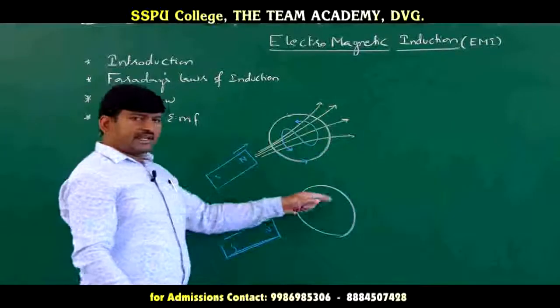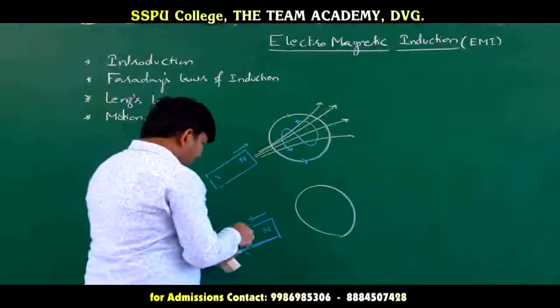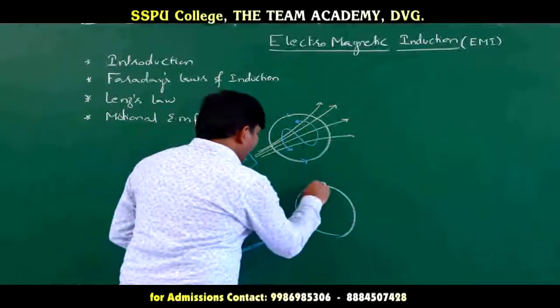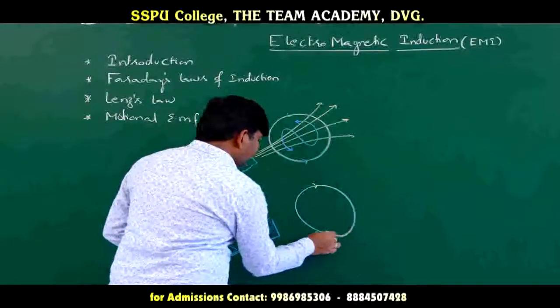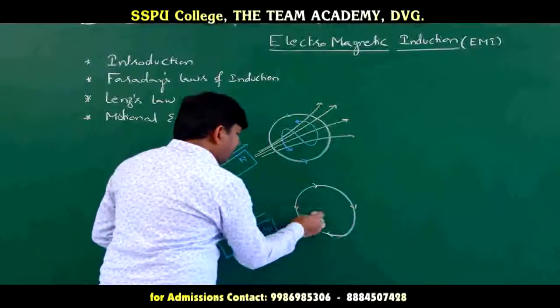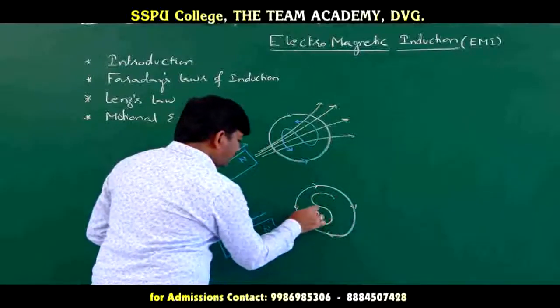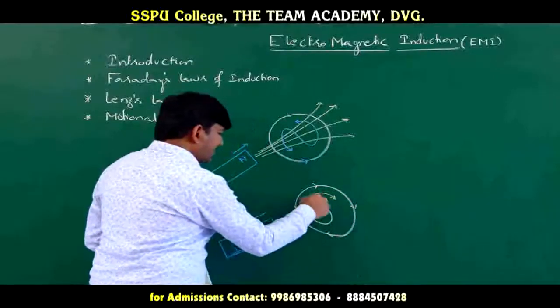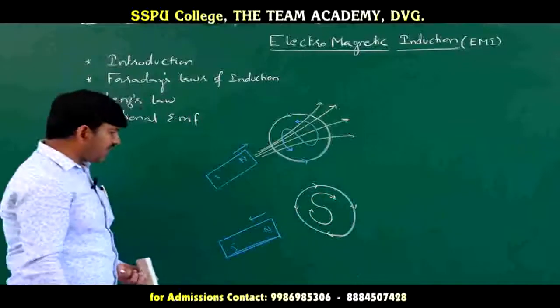So, what should be the direction of induced current? The direction of induced current in this case will be like this, clockwise. Then I can represent it with the south pole like this. The tips of this letter will indicate the direction of current flow.